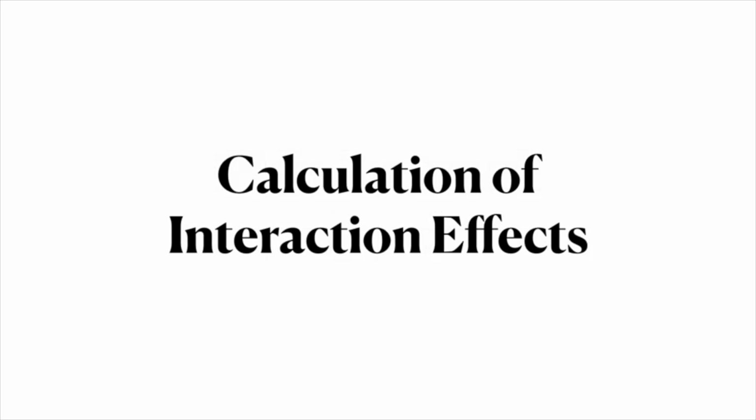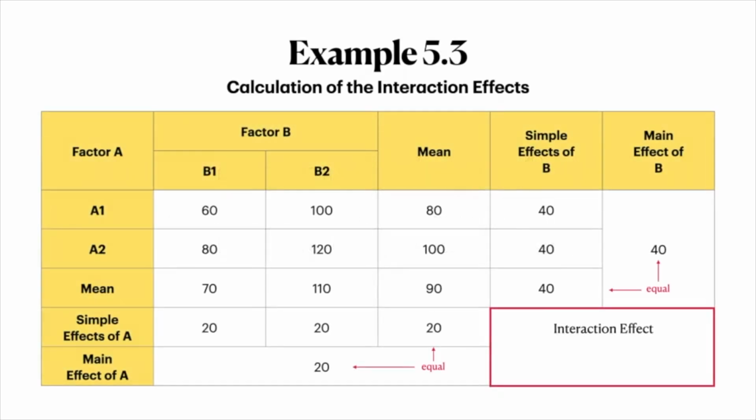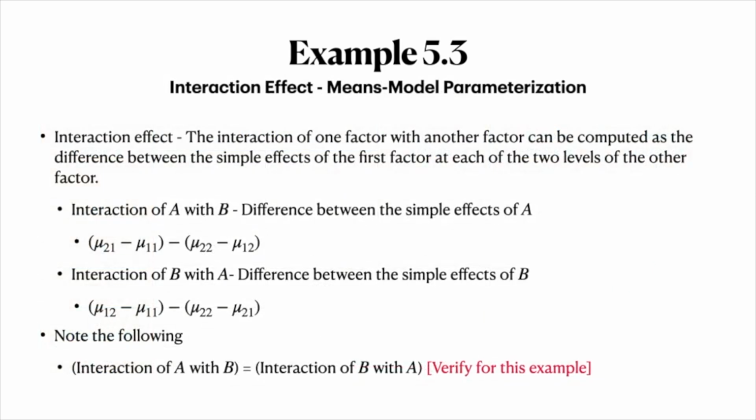Okay, next let's calculate the interaction effects, and the location in the table that we're going to put this will be at the bottom right hand corner, and we're going to calculate it two different ways. The interaction effect can be thought of this way. The interaction of one factor with another can be computed as the difference between the simple effects of the first factor at each of the two levels of the other factor.